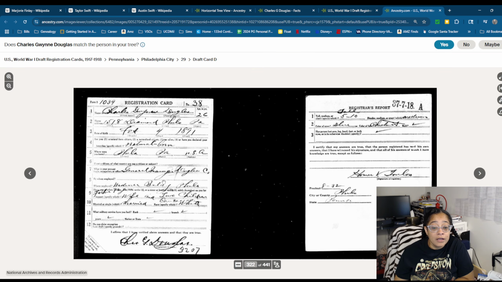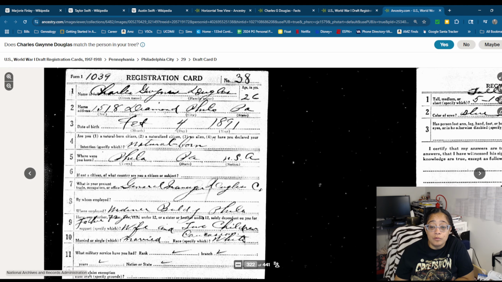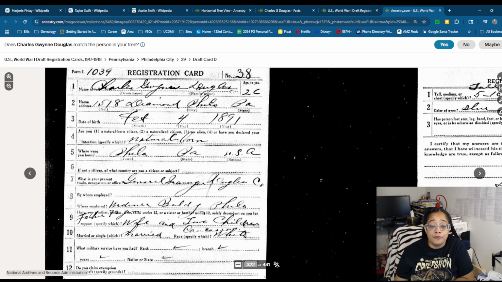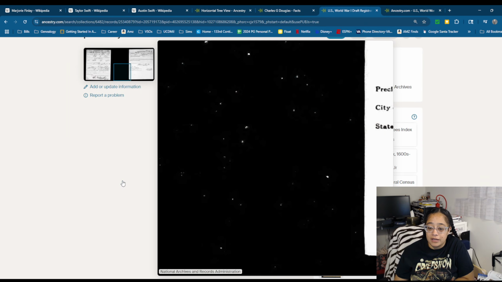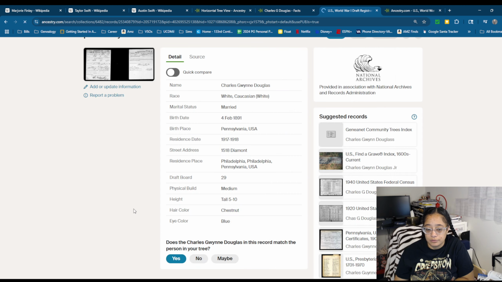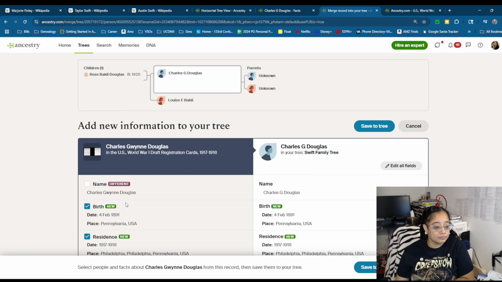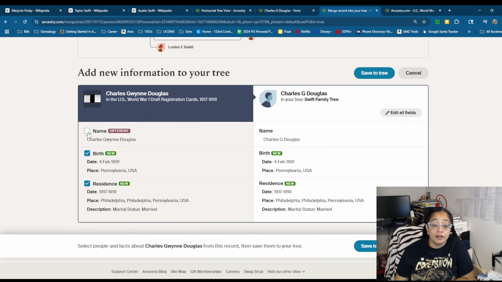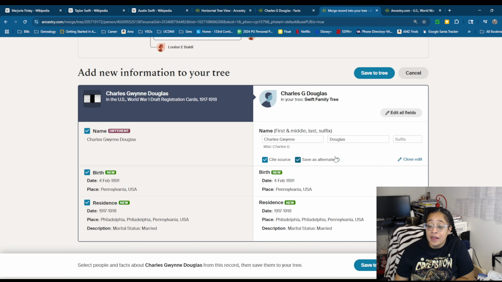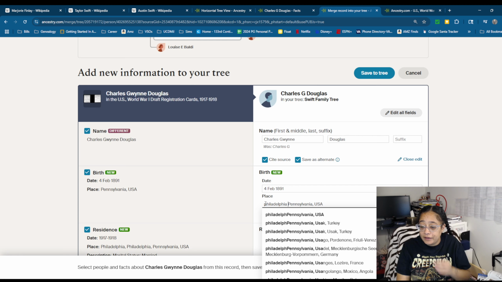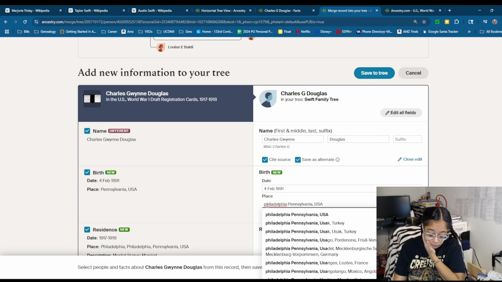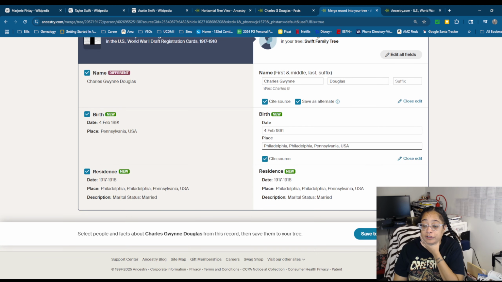Okay, so yes, this is an excellent World War I draft registration card. We've got a full name, a full date of birth, and a place of birth. I love it. So we're going to keep this open while we say yes, we want to add this information. We click yes to add the full name. It didn't import that it was Philadelphia, so we click the pencil and add Philadelphia in here and put it in full.